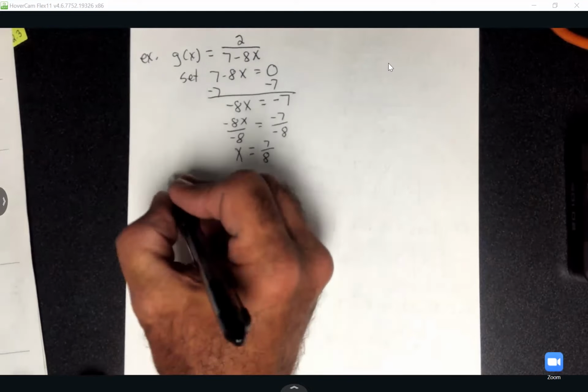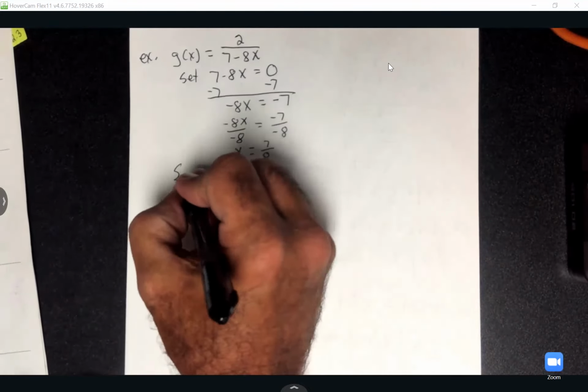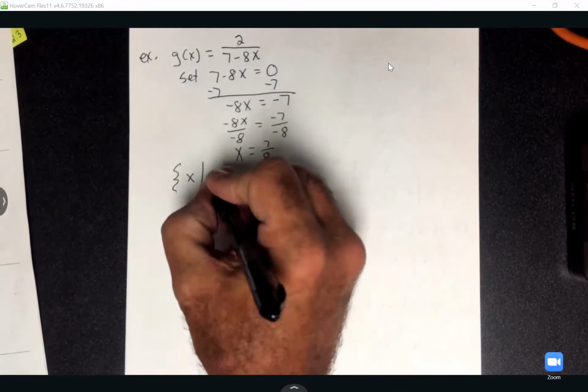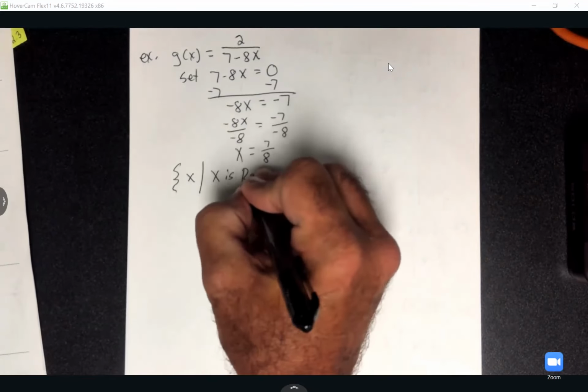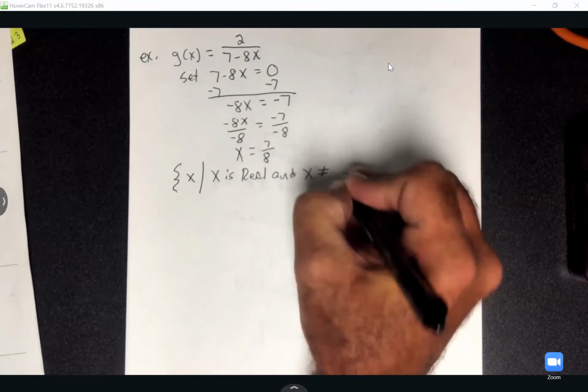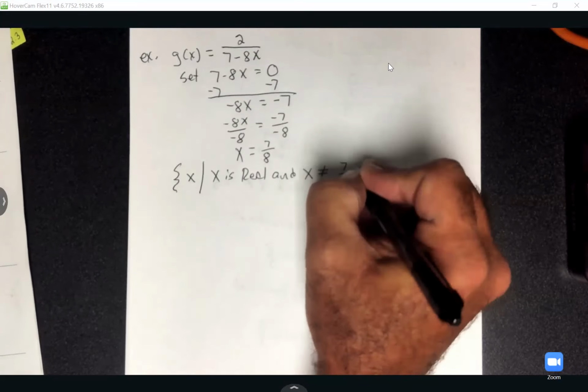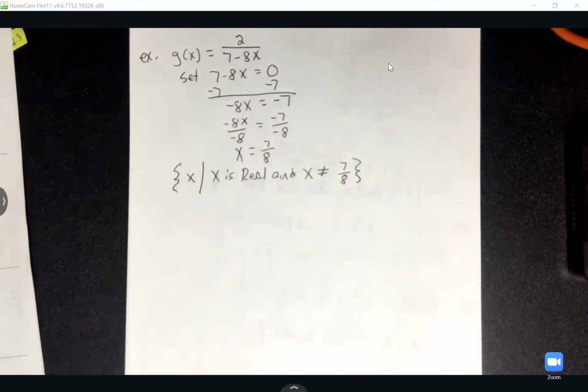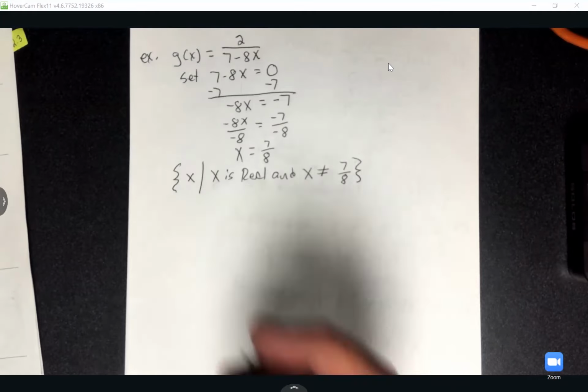So here we go. We'll have our set notation. x such that x is real and x cannot equal 7/8. But guess what? Although it can't equal 7/8, it can be infinitely many more numbers, okay? That number line goes forever in each direction.